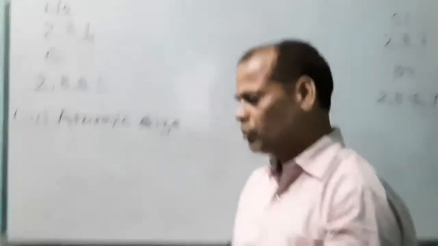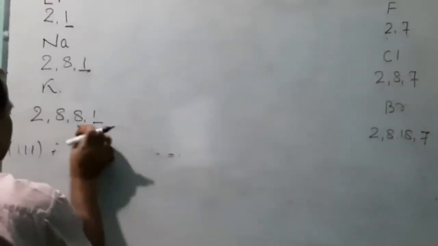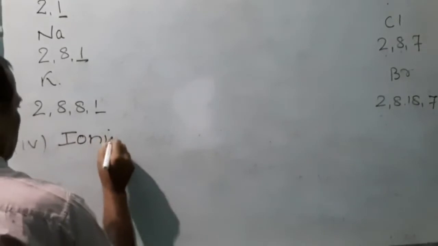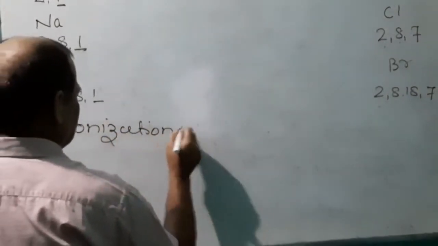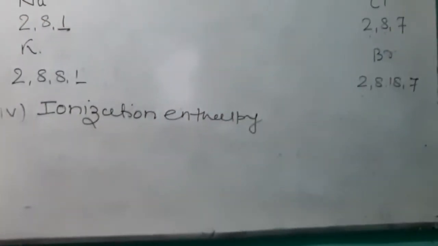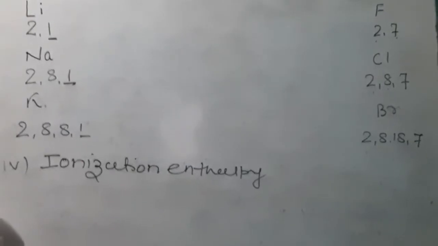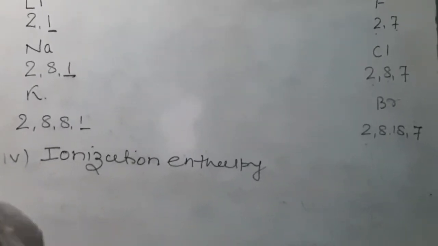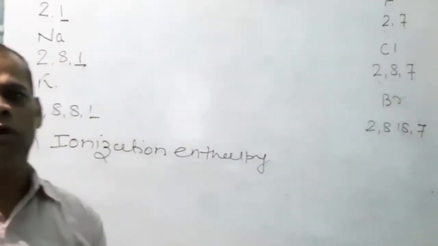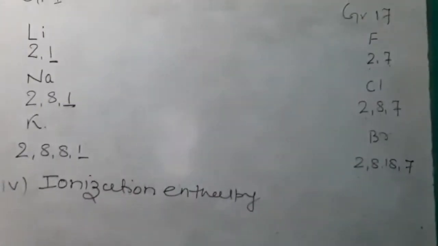Now next, fourth, ionization enthalpy. Once again, ionization enthalpy is what? The amount of energy required to remove an electron from an isolated gaseous atom.